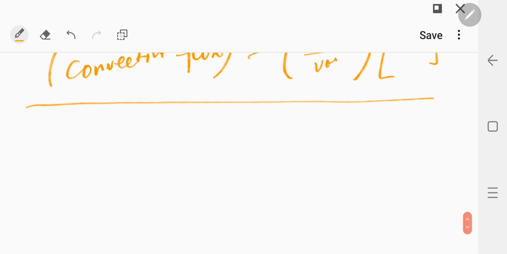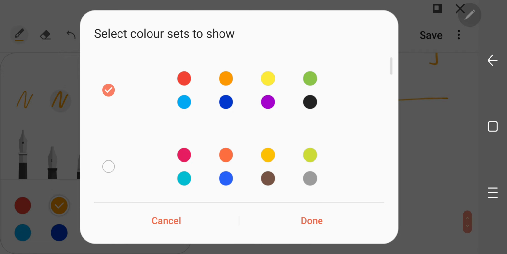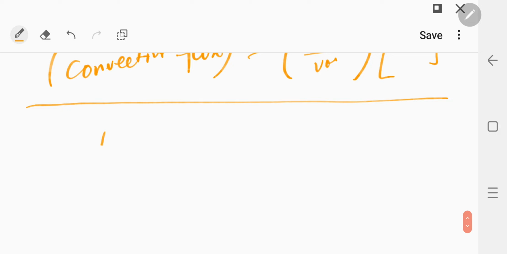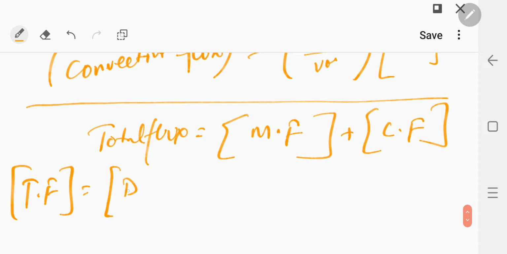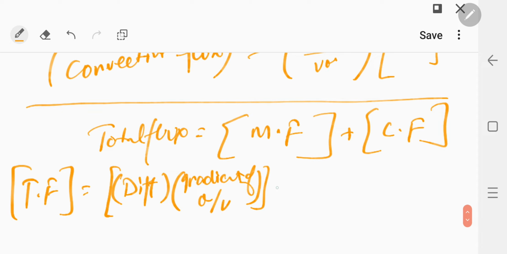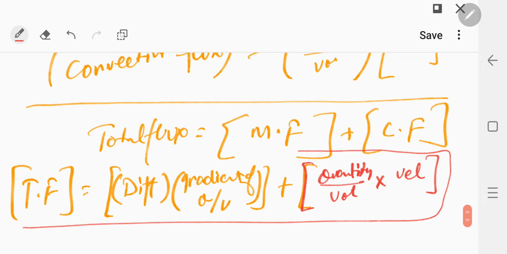So we can represent the total flux. Your total flux is nothing but your molecular flux plus your convective flux, or we can also say your total flux is nothing but your diffusivity times the gradient of the quantity per unit volume, plus the quantity per unit volume times the velocity. So that's the total flux.